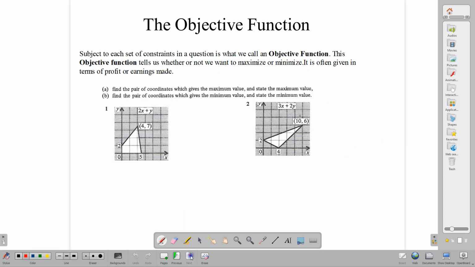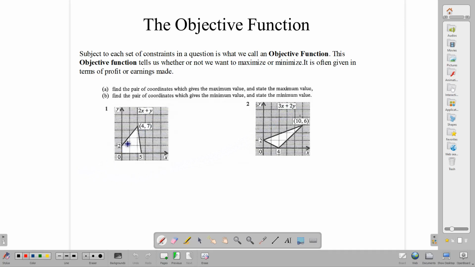Now for this last bit, we're going to talk a little bit about how to maximize or minimize with an objective function. Here, we have 2 situations, and we are told to find the pair of coordinates which give the maximum value and state the minimum value. That's what we're going to do. Here we have what we call the objective function. It's given as 2x plus y, and here we're given 3x plus 2y. That is what we'll use to decide what is maximum and what is minimum.